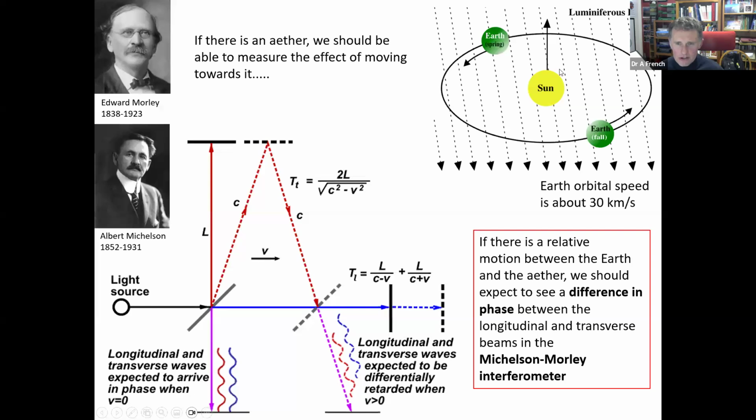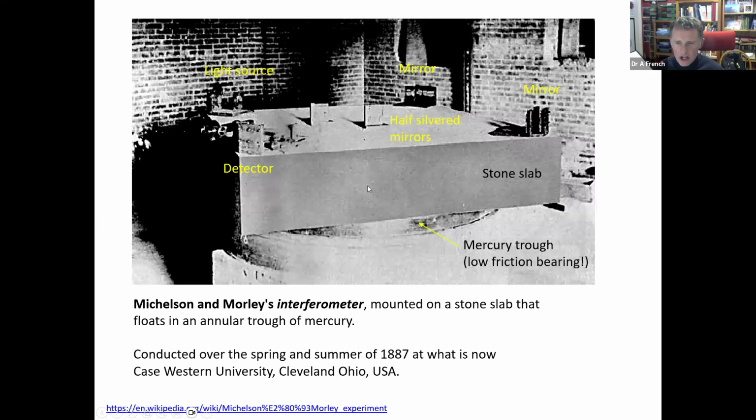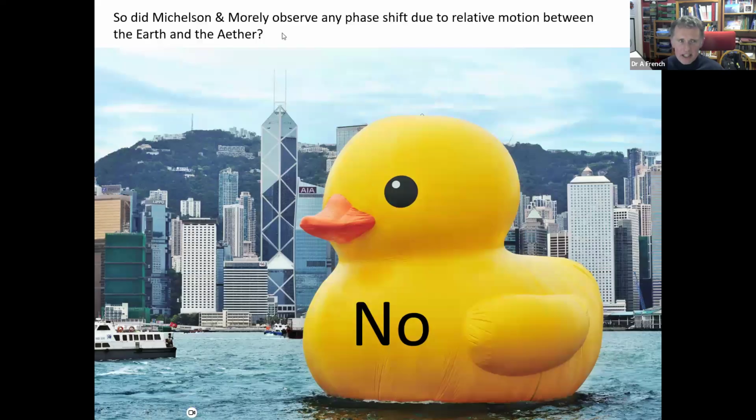So regardless of the relative motion between the Earth and the Sun, they could not detect any effect of some medium that would be moving at relative velocity to the Earth as it goes around the Sun. So in other words, this was a null experiment. Did Michelson and Morley observe any phase shift, any interference due to relative motion between the Earth and the ether? Well, the answer is no. Light is not like a duck.